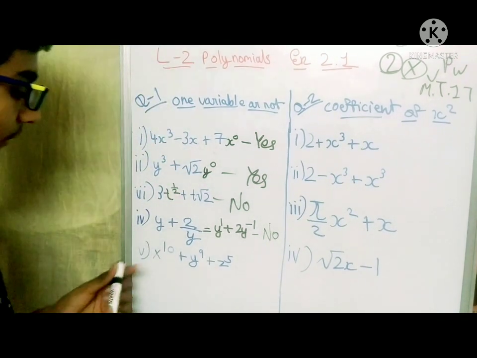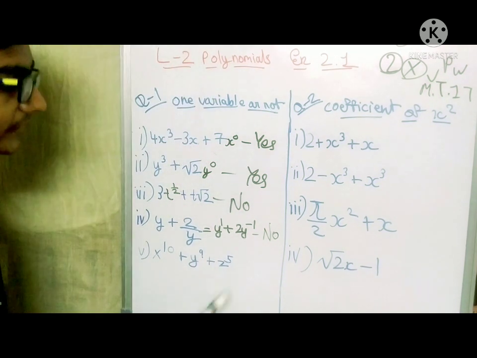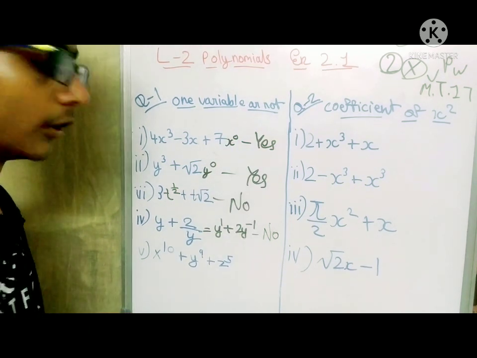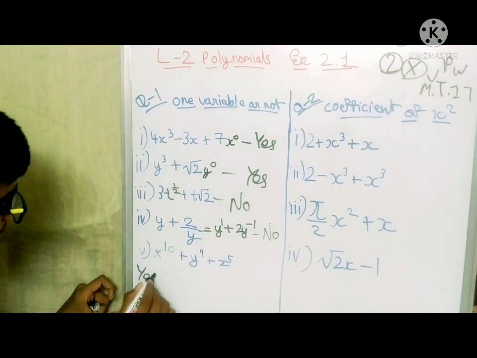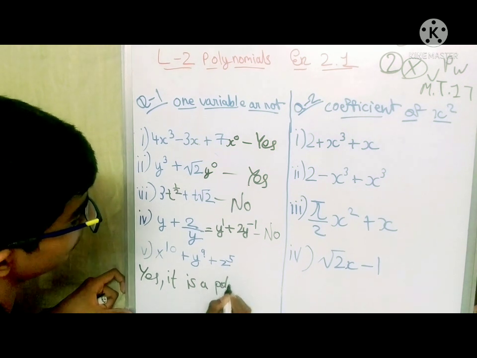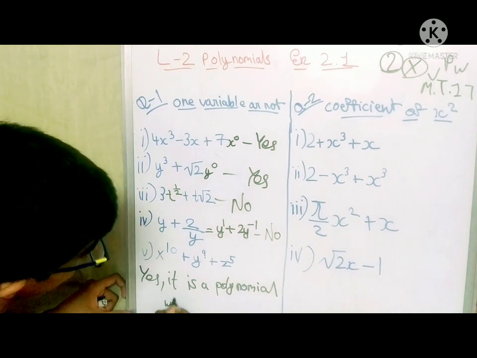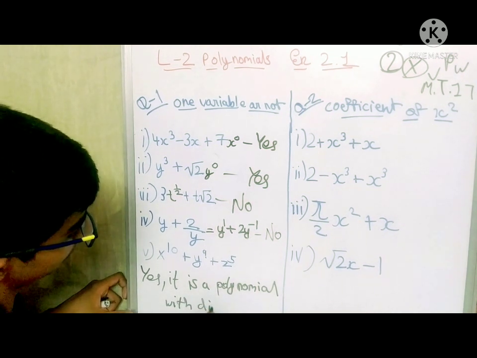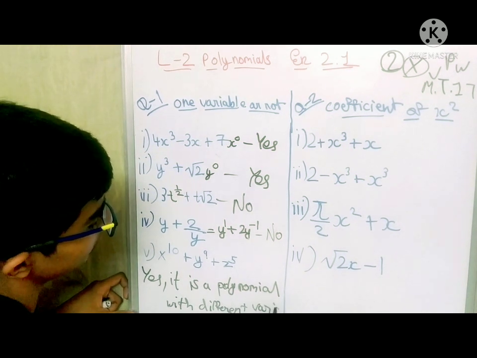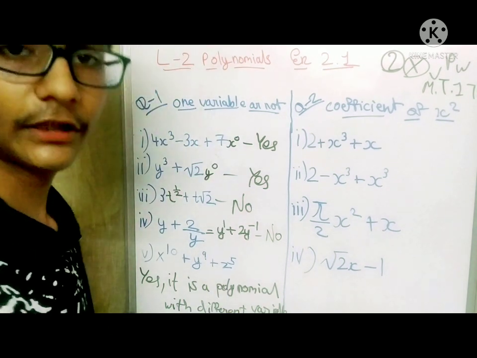Now the fifth one. Here see, this is a polynomial, we do not have to simplify this, but x, y, z, three different variables are given. So you will write yes, it is a polynomial with different variables.